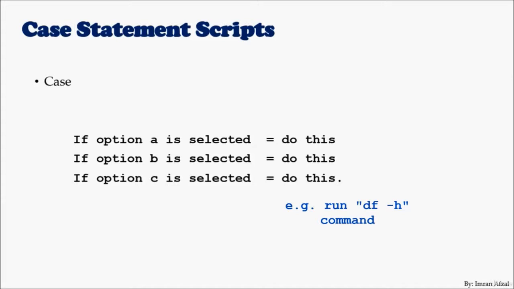These are the different options. And what exactly A, B, or C is going to do depends on what you assign to them. For example, if you assign A to output the date on the screen, it will output the date if A is selected. So now let's look at the script.